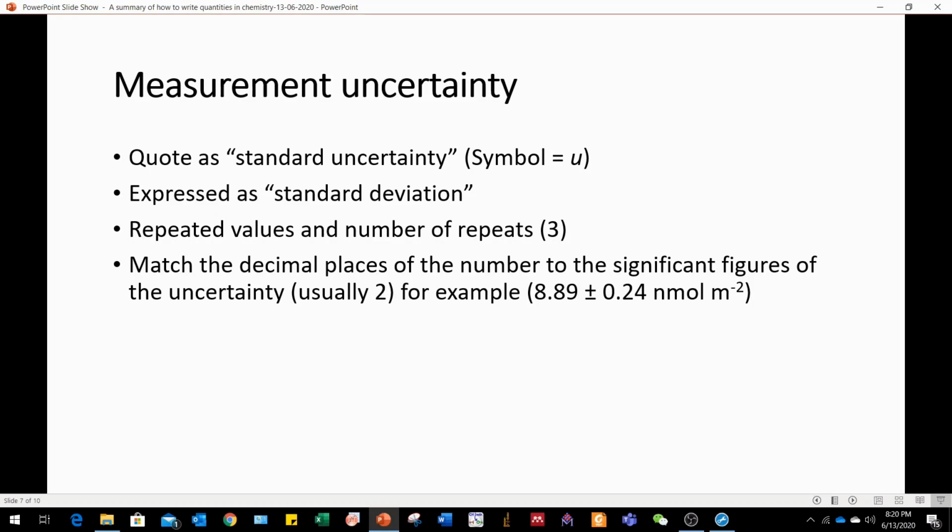An important point for writing the uncertainty with your quantity is that we have to match the decimal places of the number to the significant figures of the uncertainty, and normally it is 2. For example, in this example 8.89, after the decimal there are 2 digits, and when you are using uncertainty with this value, after the decimal point there must be 2 digits in the uncertainty.